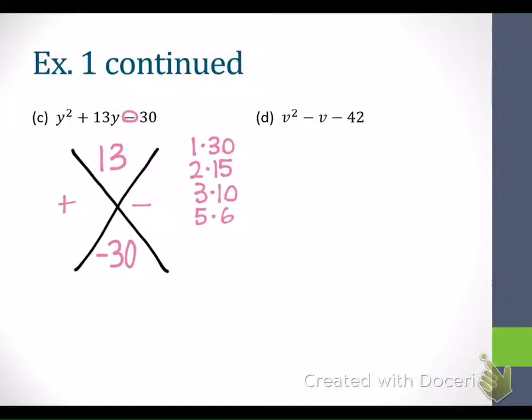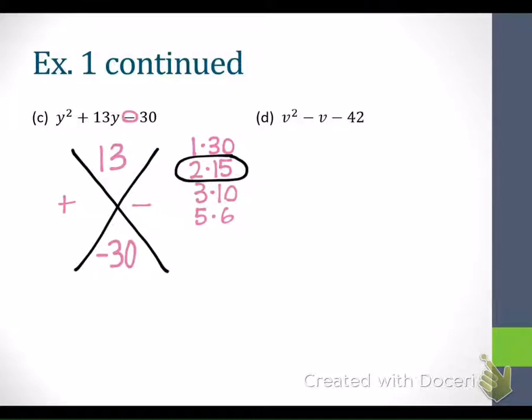Subtracting, because our signs are different. So which set of factors can we subtract and get 13? 2 and 15. Now again, we don't care about the signs right now. When we're picking the factors, I don't care right now if my coefficient is positive or negative. I'm just trying to do some elementary math. When I subtract what 2 factors, do I get 13? And that's absolutely 15 and 2.